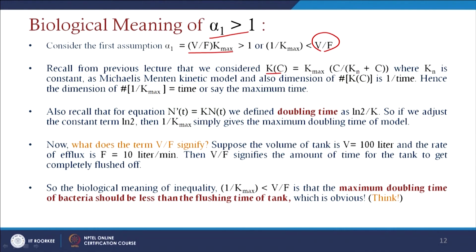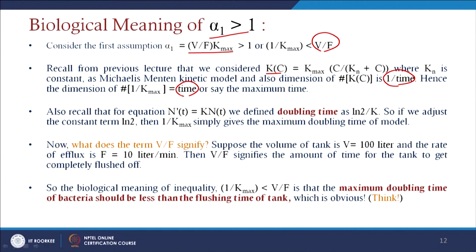So, k n is a constant parameter: k will achieve k max when c is much larger than k n, and k takes half of the k max value when k n equals c. This constant Kn is a constant from the Michaelis Menten kinetic model, and the dimension of k of c is inverse time. Hence, the dimension of 1 by k max is nothing but time, or say the maximum time.